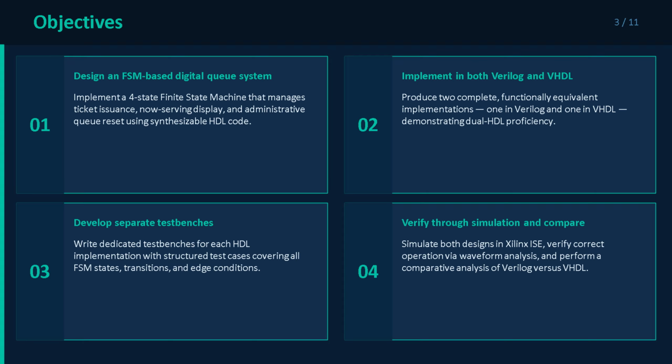First, to design an FSM-based digital queue system with synthesizable HDL code. Second, to implement the design fully in both Verilog and VHDL, producing two complete and functionally equivalent implementations. Third, to develop separate test benches for each implementation with structured test cases covering all states and transitions. And fourth, to verify correct operation through ISE simulation, waveform analysis, and a comparative analysis of both HDLs.